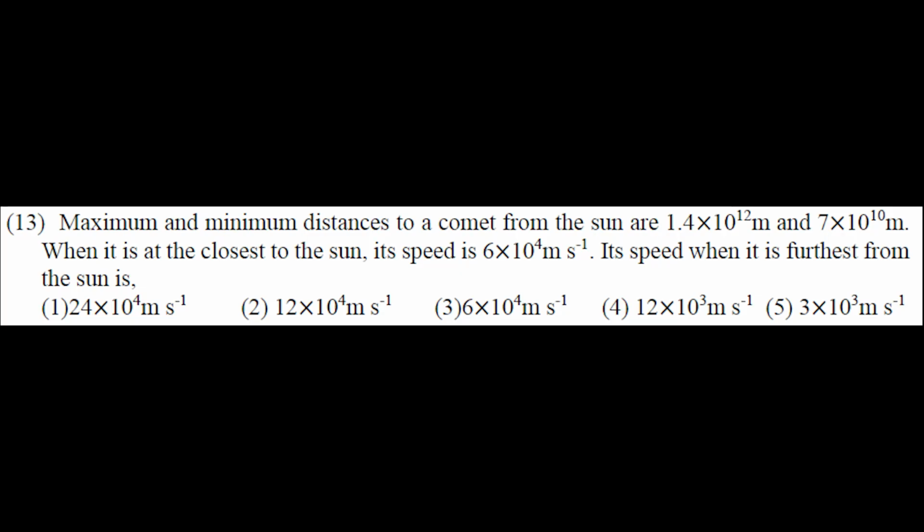13th. The maximum and minimum distances of a comet from the Sun are 1.4 times 10 to the 12 and 7 times 10 to the 10 meters. When it is at the closest to the Sun, its speed is 6 times 10 to the power 4. Its speed when it is furthest from the Sun is?